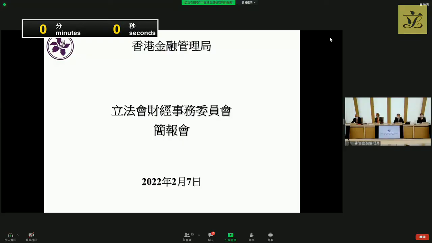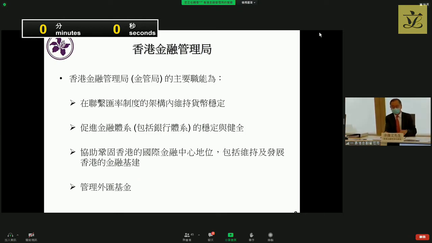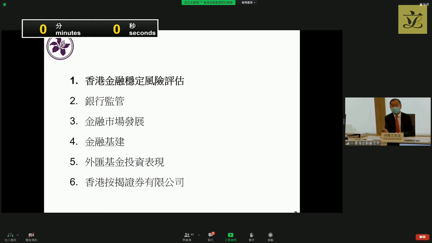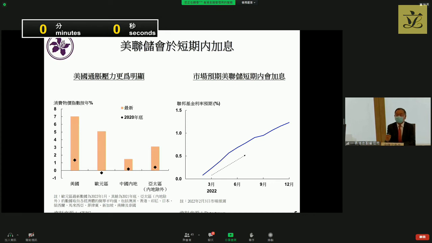CE, thank you, Chairman. We'll try to be brief. Myself and the Deputy Chief Executives will brief you on the work of the HKMA and our assessment of the financial landscape at the moment. Now, our main functions are to maintain currency stability, to promote the integrity and stability of the financial system, and to maintain Hong Kong status as an IFC and manage the exchange fund. We report to the panel a few times a year on our work. Now, about the global economic growth forecast, well, perhaps I will skip this slide. The next slide.